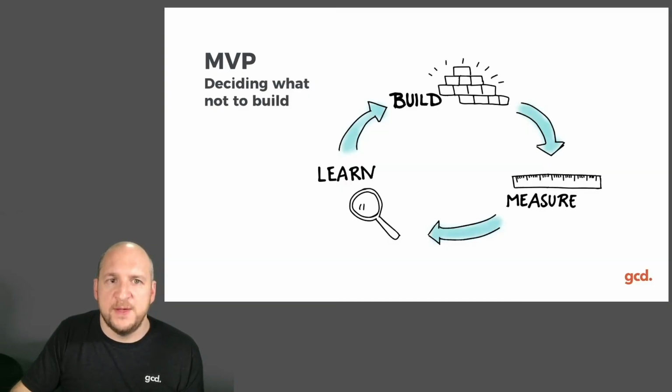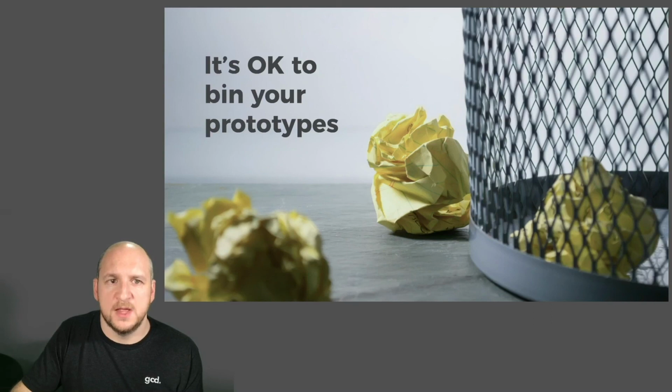When approaching an MVP, often the biggest challenge is deciding what not to build. It's easy to decide what you are going to build, but actually when you strip a product back to its core, you have to decide what features you're going to invest in now that will allow you to measure and learn, and what to leave and build next. Another important lesson was that it's okay to bin your prototypes.